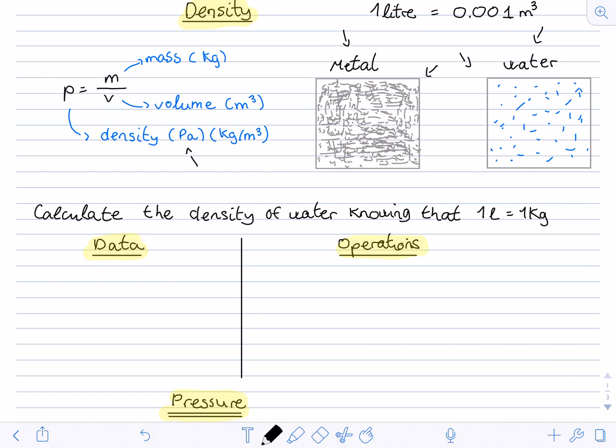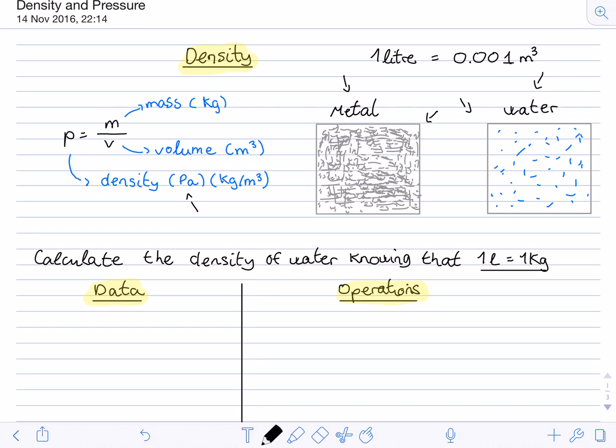Calculate the density of water, knowing that 1 liter is equal to 1 kilogram. Water is the only fluid for which 1 liter is equal to 1 kilogram, just in case you didn't know that. And another thing we should know here is that 1 liter is equal to 0.001 meters cube. I think some of you should know this already, but if you don't, here you have.